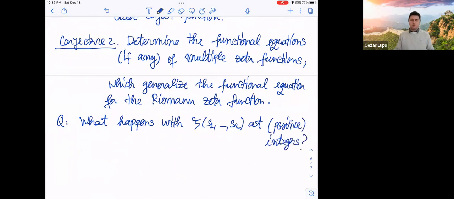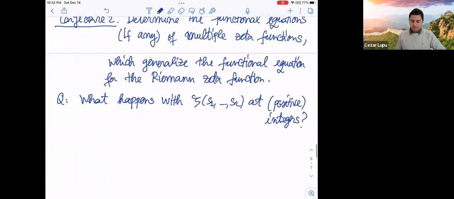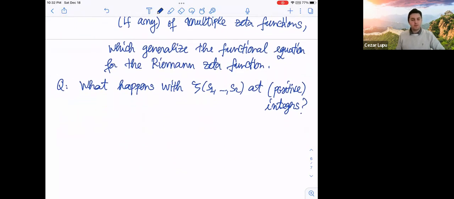This is the question that we would like to answer. So at this point, I will replace S1 by S2, so these complex numbers will become just positive integers. In other words, we'll be talking about multiple zeta functions, about the multiple zeta values.